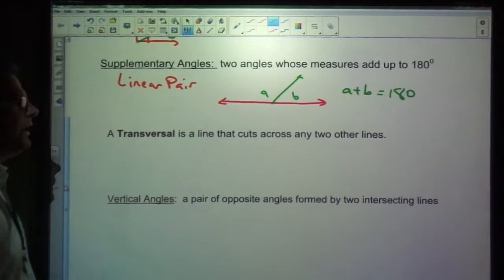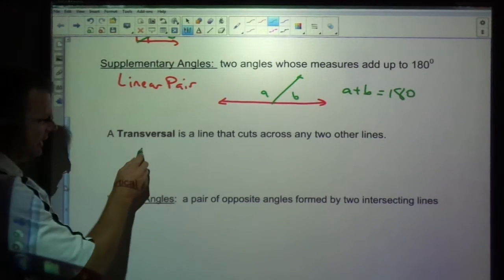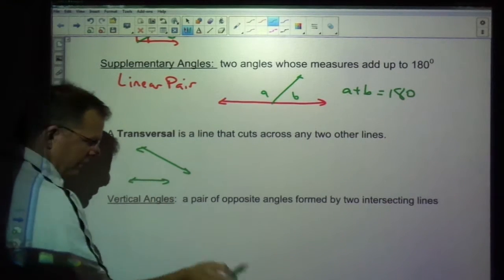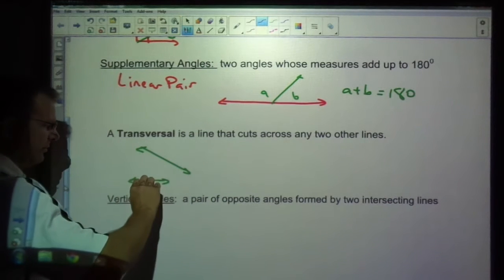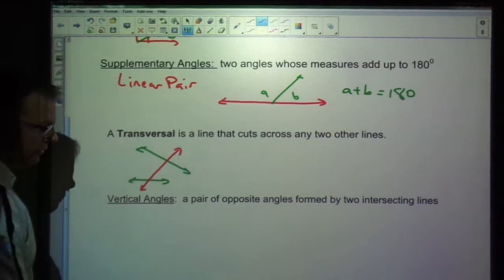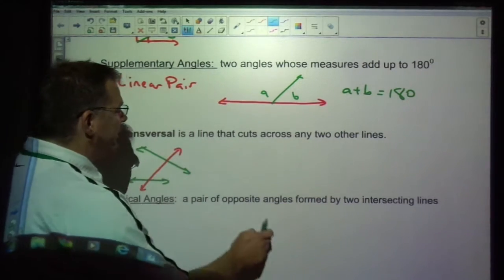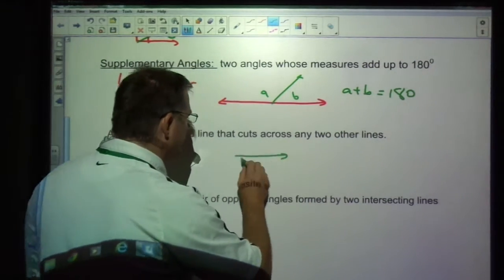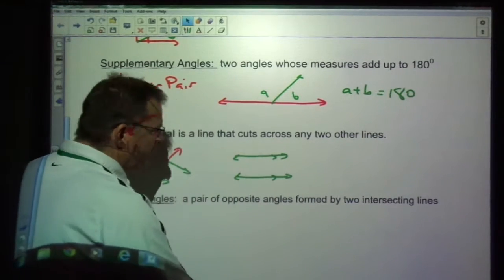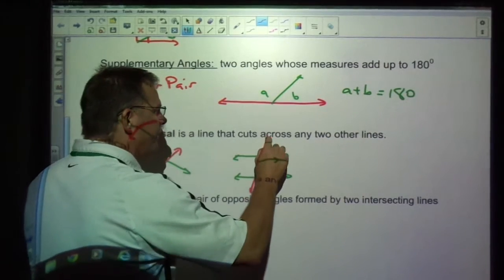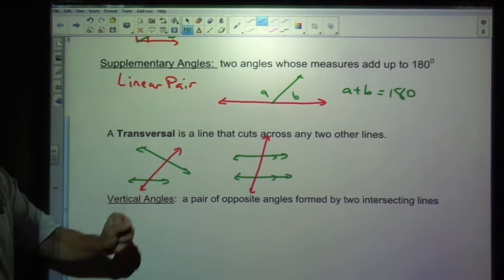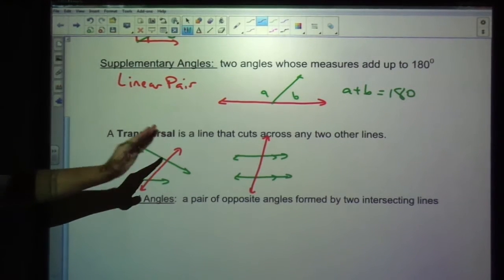A transversal is a line that cuts across any other two lines. So if I have a line here and I have a line here, any line that cuts across both of them, remember trans means across, this red line is a transversal. Now we know there's lots of special things if these two green lines are parallel. If we mark that those are parallel and they are cut by a transversal, then there are lots of special relationships between those angles. But this is a transversal whether or not they're parallel, that's what this line is called.